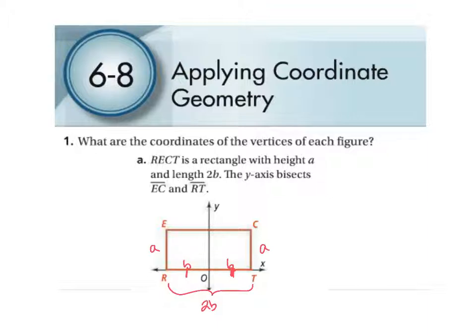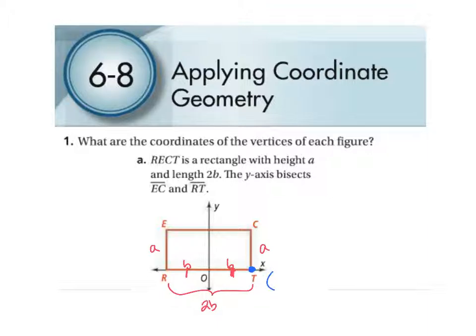Okay, got that. Now the question, though, is what are the coordinates of the vertices? Now notice there's no numbers here. They're not asking for numbers. They want to know, in relationship to A's and B's, what would that coordinate be? So let's think about this point right here. You're just looking at how far over, how far up, and that's your coordinates.